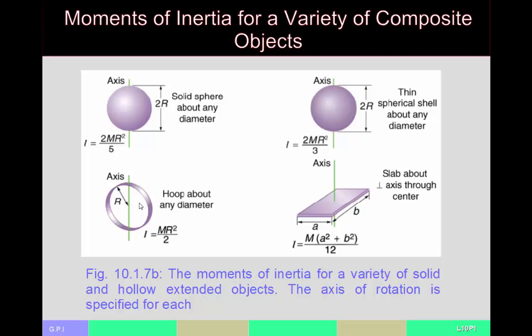In other words, this ring you could think of as spinning out and into the page. Here's a slab with sides a and b, so m equals a squared plus b squared over 12. And of course you already saw what a cube is with the axis of rotation through both the center and through one of the corners.